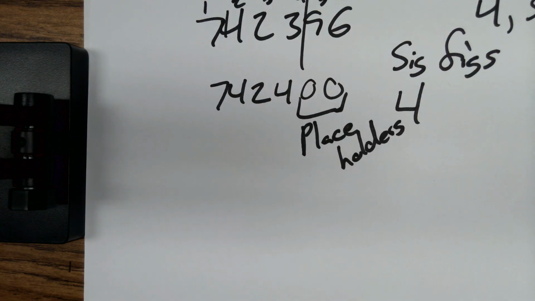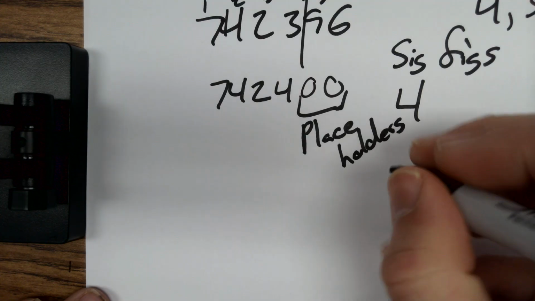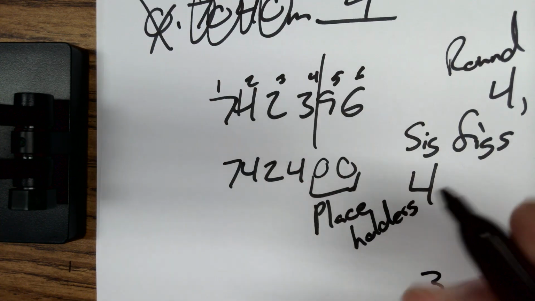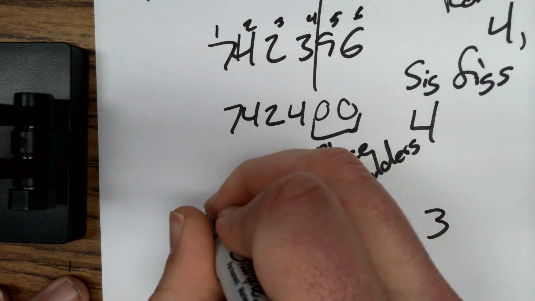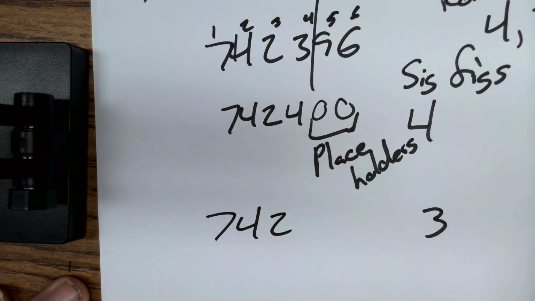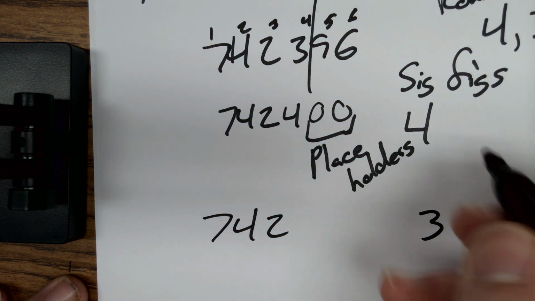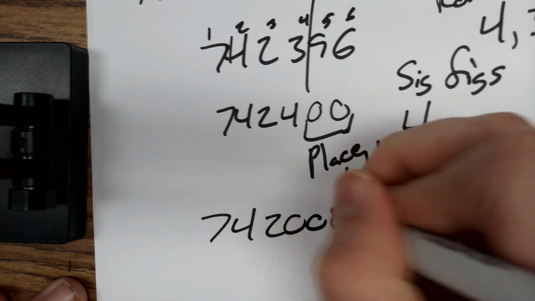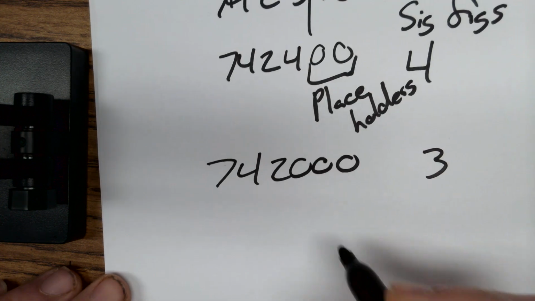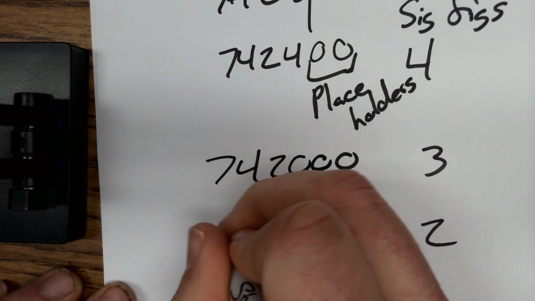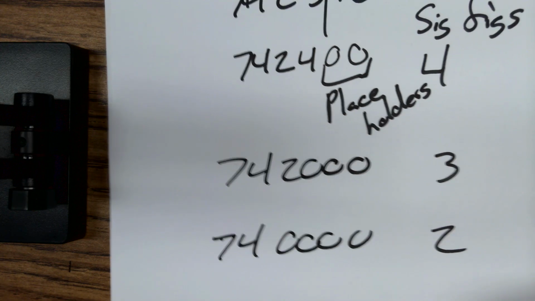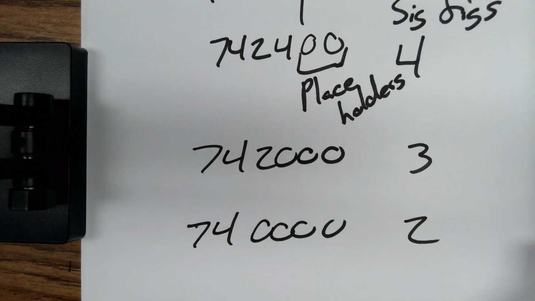Absolutely. If I'm going for 3 Sig Figs, I put a rounding bar between 3 and 4. 3 doesn't push my number up, so that's 7, 4, 2. What am I going to put in the places of position 4, 5, and 6? Zeros. Same thing for 2 Sig Figs. 7, 4, and then zeros. Feeling good about that one?